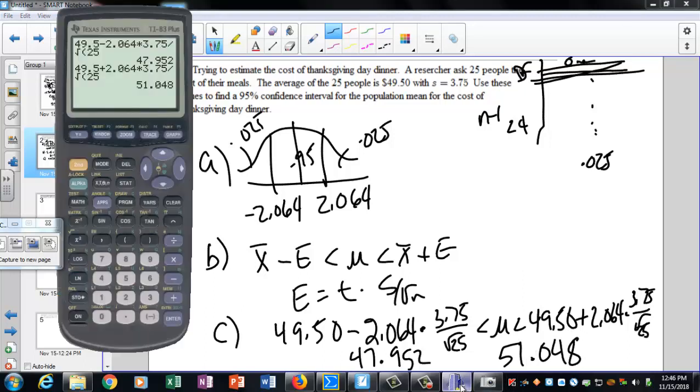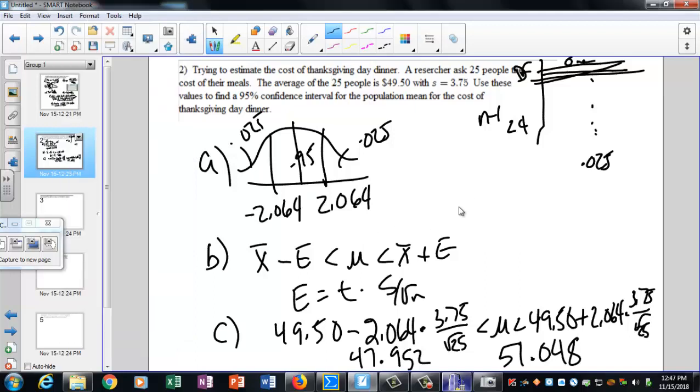Just a reminder that you can check that value by going to stat, test, going down to T interval, which is option 8, putting it on stats, press enter if you have to, and typing in the numbers as you see them. 49.5, 3.75, 25, 95, calculate. There you go. Okay. All right. How do we interpret?